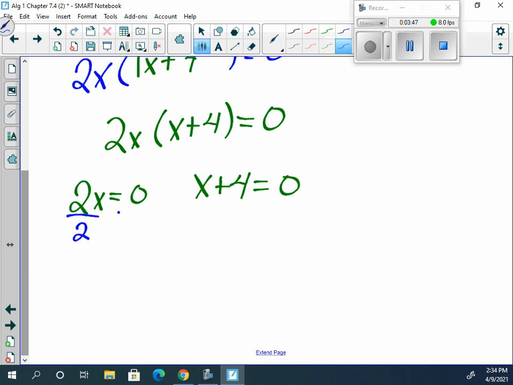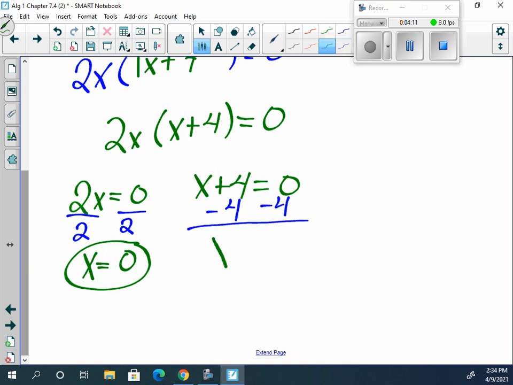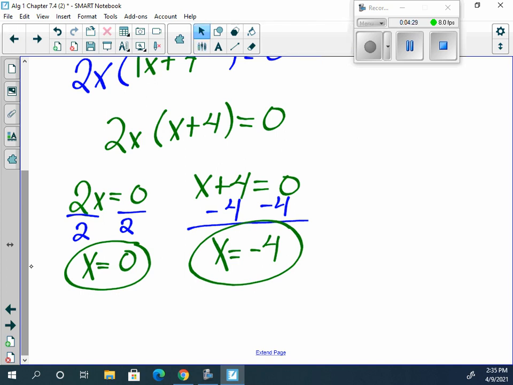Well, here we can divide both sides by 2. And we get x is equal to 0. So 0 divided by 2 is 0. Now with our x plus 4, we need to subtract 4 from both sides. x is equal to negative 4. So what two values of x will make this 0? 0 and negative 4. And that's it. Any questions on this here?